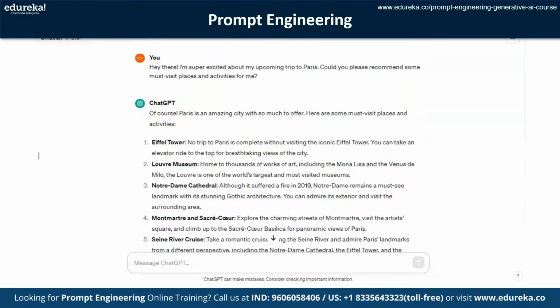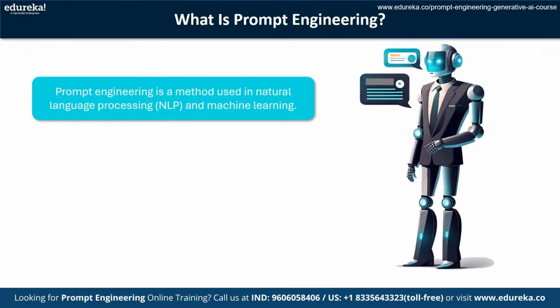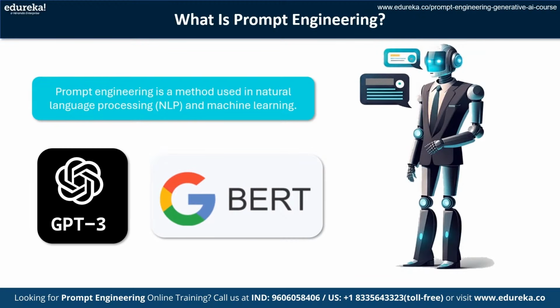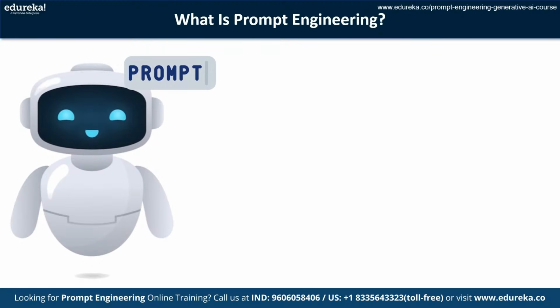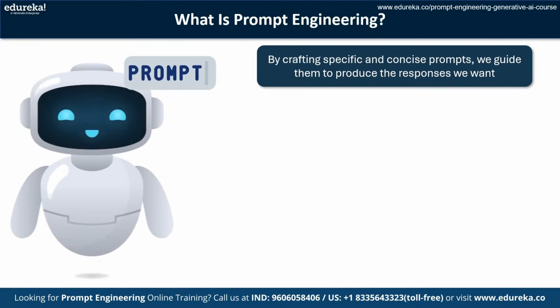So now let us understand what exactly is prompt engineering. Prompt engineering is a method used in natural language processing, that is NLP, and machine learning. It's all about crafting clear and precise instructions to interact with large language models like GPT-3 or BART. So these models can generate human-like responses based on the prompts they receive. Think of prompt engineering as giving direction to these models. By crafting specific and concise prompts, we guide them to produce the response we want.